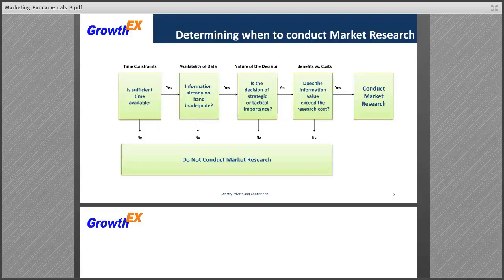So what are the four things which I check for deciding whether to go for market research or not? First is the time constraint. Second is the availability of data. Third is the nature of the decision. And fourth is ROI on the cost associated with market research. If I get a yes on all these four parameters, I go ahead and conduct market research.